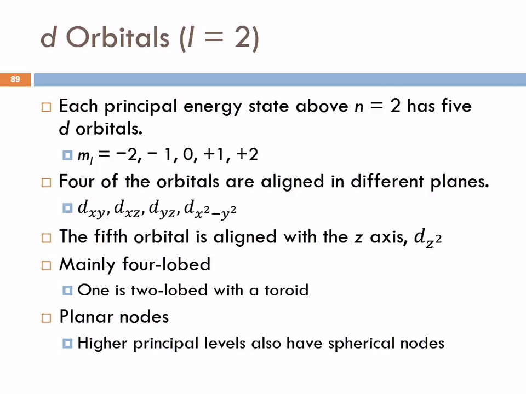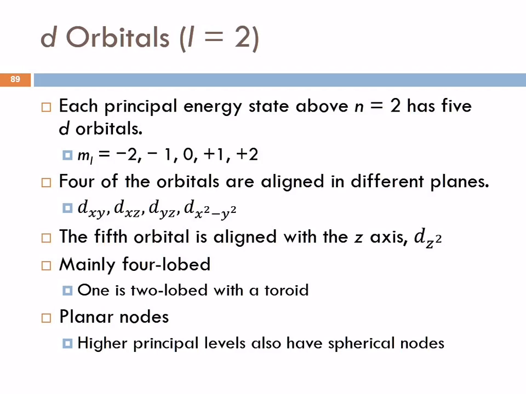N equals 2 doesn't have any, but n equals 3 has d orbitals. And these are designated dxy, dxz, dyz, and dx squared minus y squared. So these are different planes in the three-dimensional space. And then the 5th one is along the z-axis. Most of these are 4-lobed, but one of them is a 2-lobed toroid.